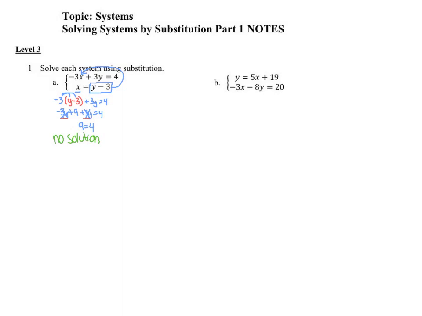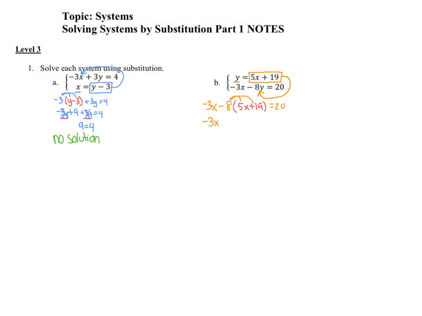Alright, let's take a look at this next one. The first thing I notice is the y is by itself, and the y equals 5x plus 19. So I'm going to take that and plug it in for y. So I have negative 3x minus 8. Now my y is going to be 5x plus 19. I'm going to bring down everything else. And now I'm going to multiply and bring down everything.